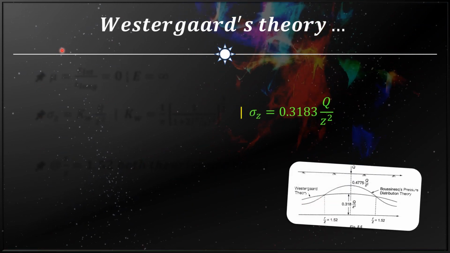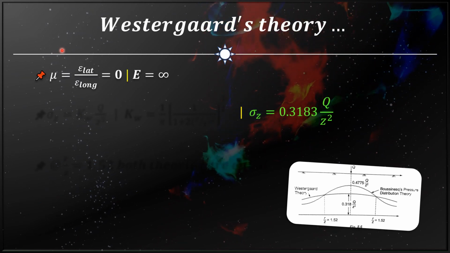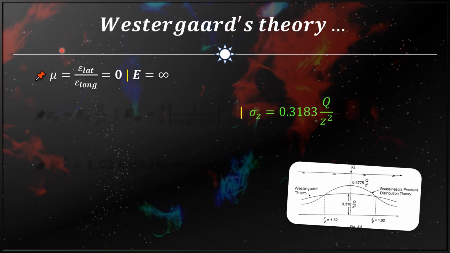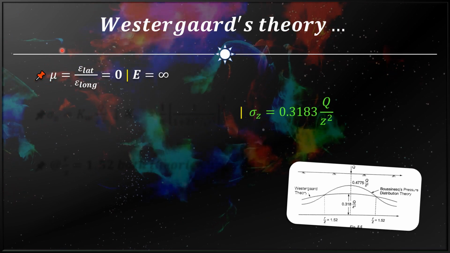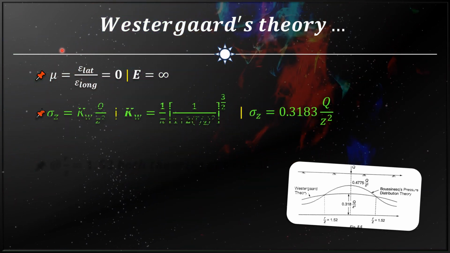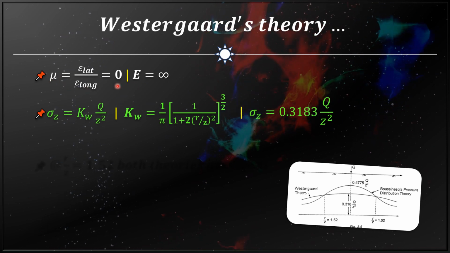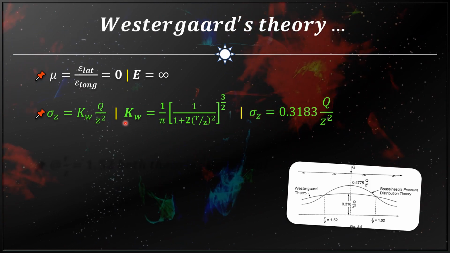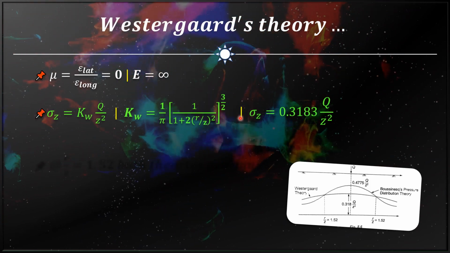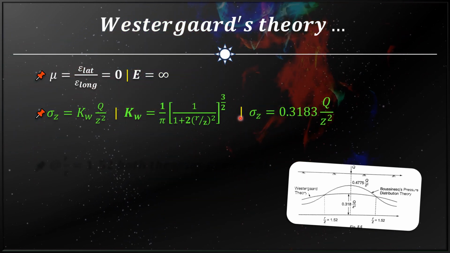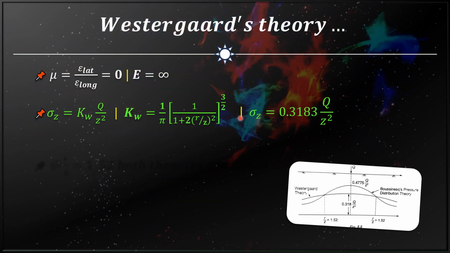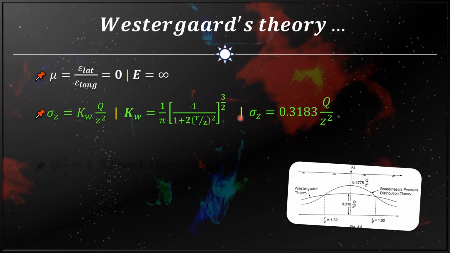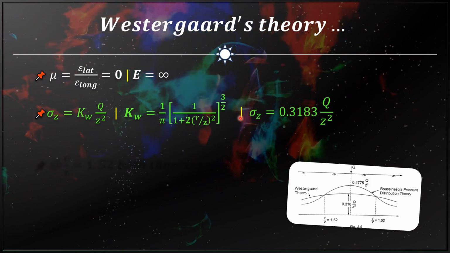And now let's see the Westergaard's theory. Here Westergaard's theory uses the Poisson's ratio value, and Poisson's ratio is nothing but the lateral strain by longitudinal strain, and that shall be equal to 0, and because of this Young's modulus is infinity. When Poisson's ratio is 0, Young's modulus is infinity, and sigma z is equal to kw into q by z square, and kw is calculated by using this formula. In Boussinesq's theory we have the kb value 3 by 2 pi into 1 by (1 plus (r by z) whole square) power 5 by 2. Here the kw value is given by 1 by pi into 1 by (1 plus 2 into (r by z) whole square) power 3 by 2.